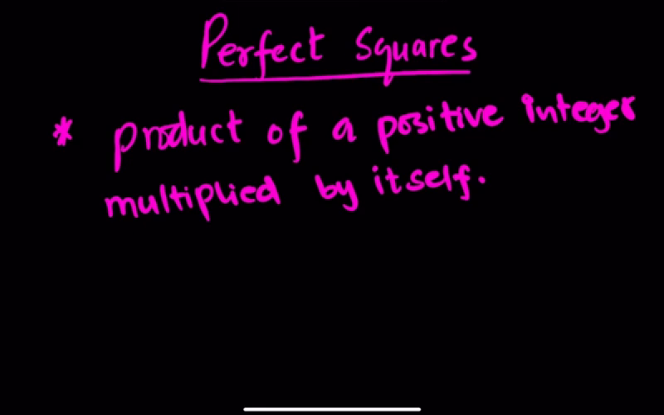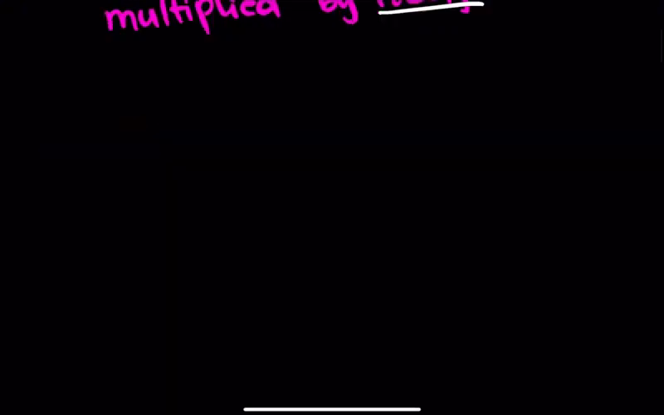Hello everyone, in this lesson let's see what perfect squares are. Perfect squares are the product of a positive integer multiplied by itself. So let's see what it means.